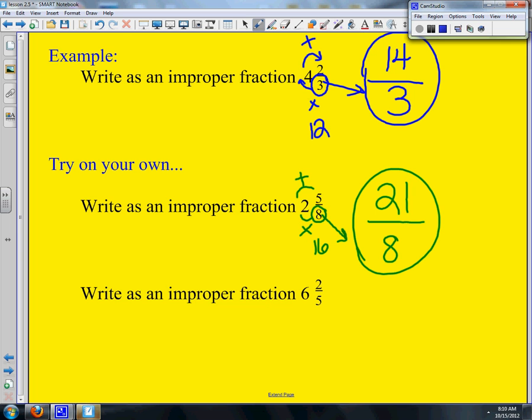This next one is 5 times 6, which is 30, plus 2. So that's 32 over my denominator, which is 5. So it's 32 over 5.